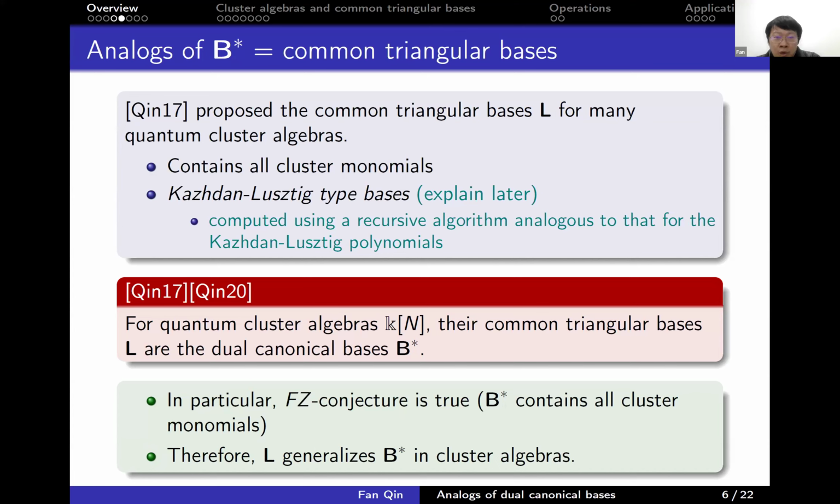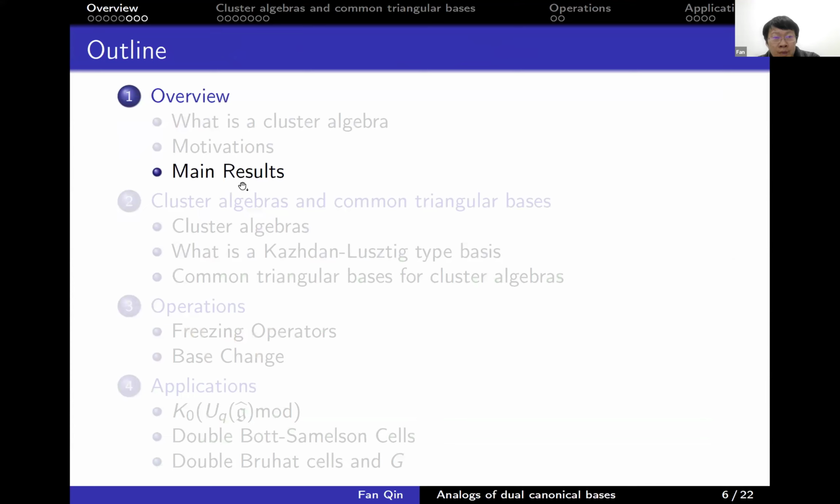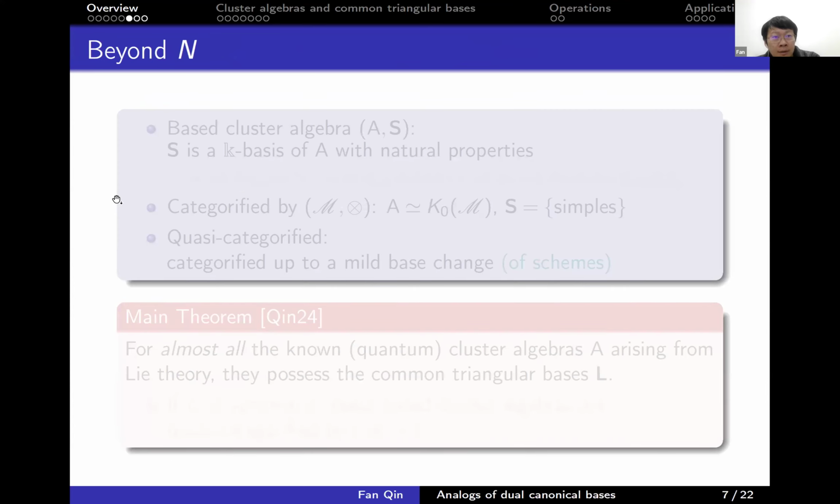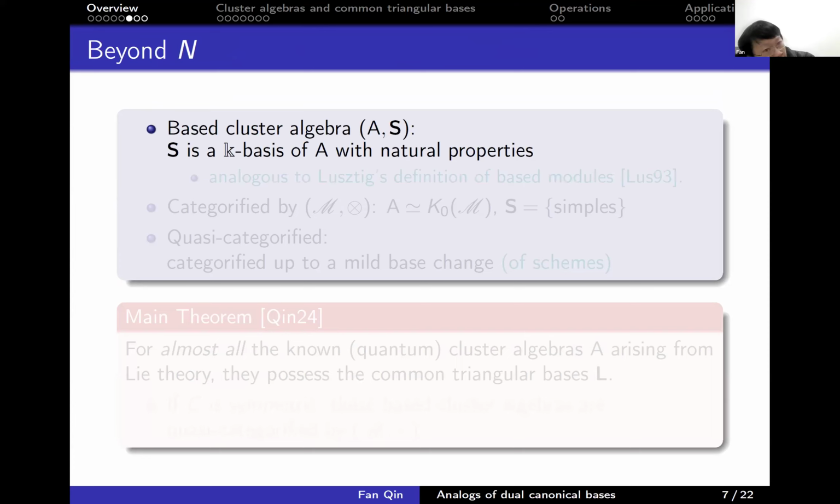And the next question is, can we really go beyond this quantum group and study more general varieties? So this will be today's main result. I need to go first with some concept I call a based cluster algebra. This is a pair of a cluster algebra A with a basis. So this is a naive definition. And I require that this cluster algebra endowed with this basis has some natural properties. I will omit the definition, but just say that these are natural and they're analogous to Lusztig's definition of modules with basis. Okay. And then we talk about its categorification.